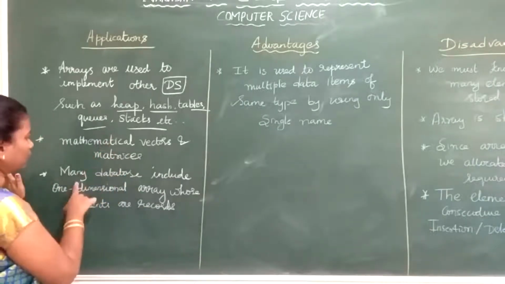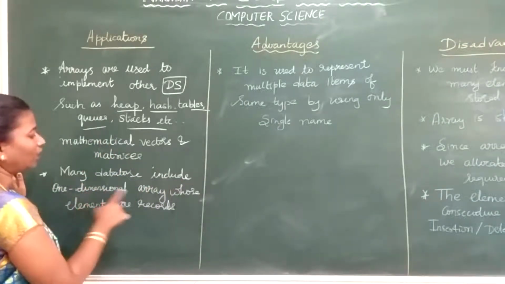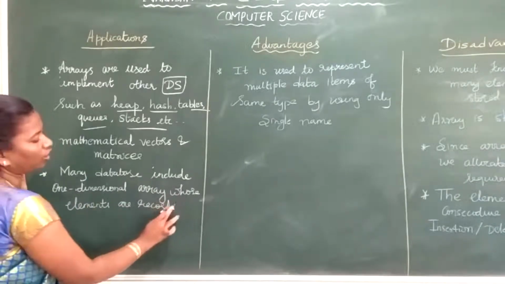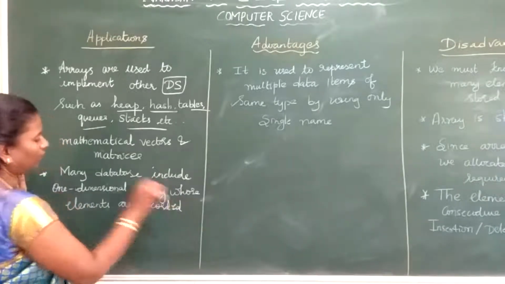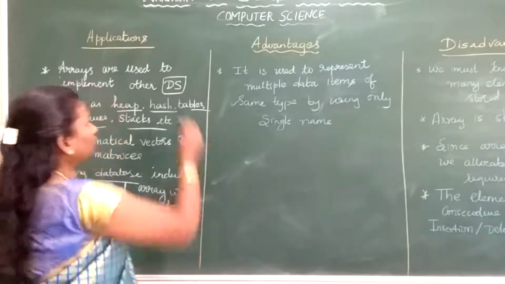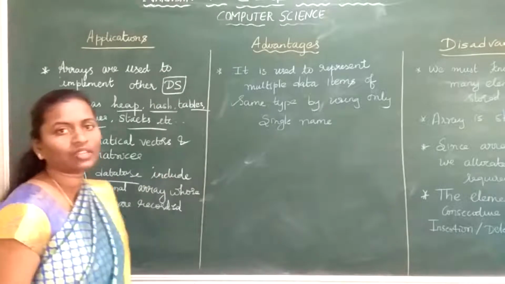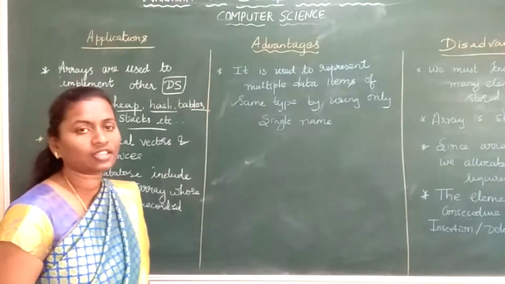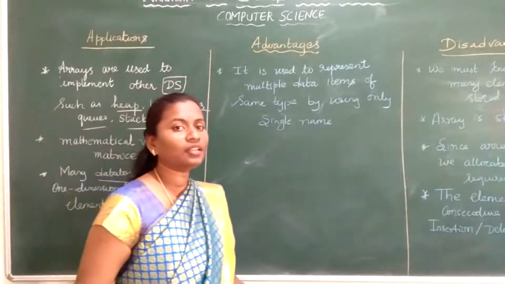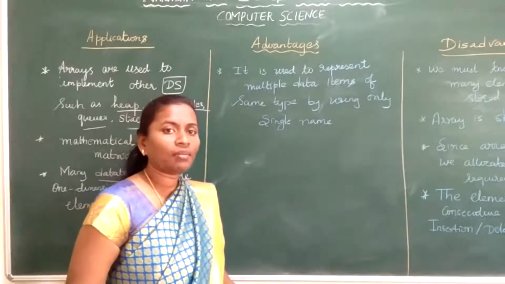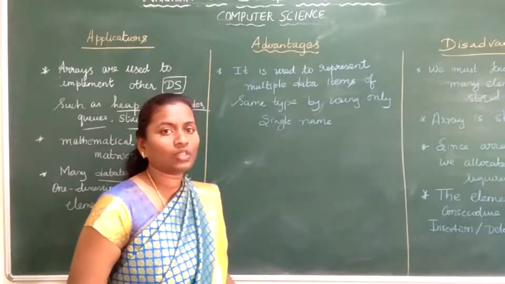Next application is that many databases include a one-dimensional array whose elements are records. So many databases use a one-dimensional array to record the elements. So this is about your applications. We have three applications. One is that arrays are used to implement other data structures. It is used to implement mathematical vectors and matrices. Next, even in databases they use a one-dimensional array to store the elements.